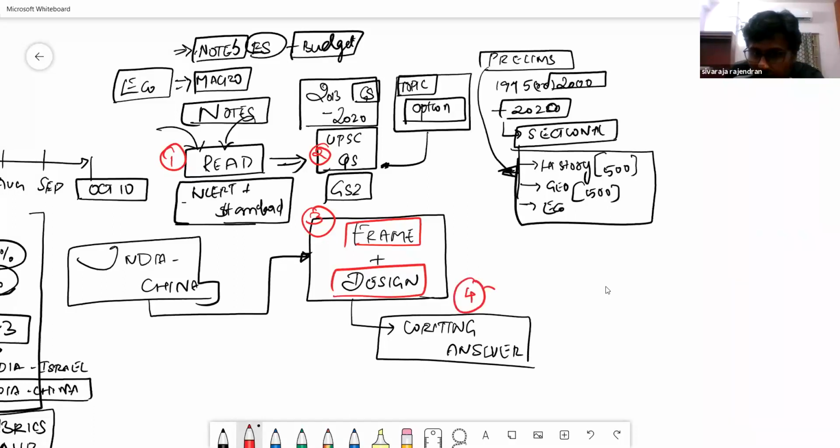Fourth point, in the writing answers. So instead of doing all these things, for example, a world history test, I will not read, I will just write answers. I will assume that I have read. But when I go to UPSC, I will get less marks. This happened, I am not lying.